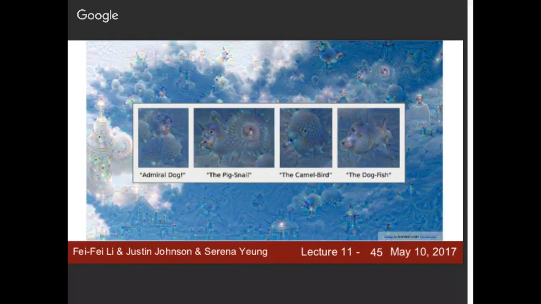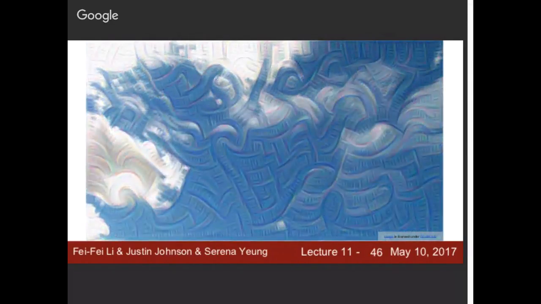They just keep popping up. And if you run it on a lower layer, like I mentioned earlier, in lower layers things like edges and curves are being detected. So you can see that the sky actually morphs into some nice curves here and there.